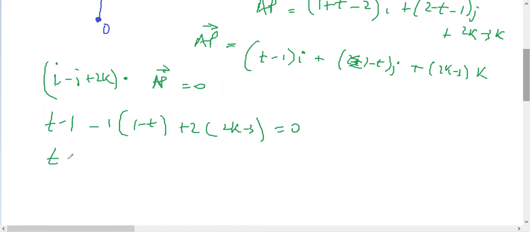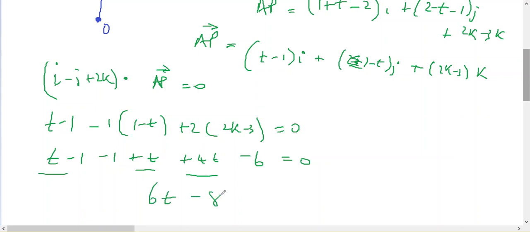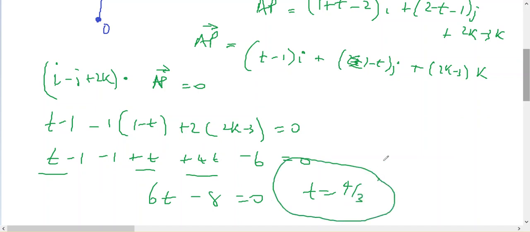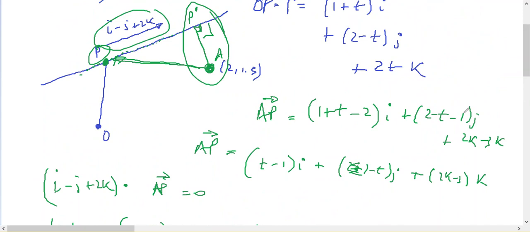So I'm going to have (t minus 1) plus (t minus 1) plus (4t minus 6) equals 0. And that gives me 6t minus 8 equals 0. Therefore, t equals 4/3. That's the value of t when P is here.